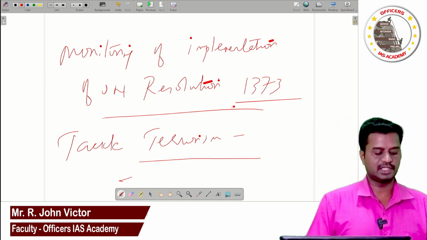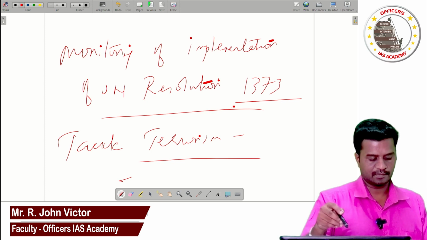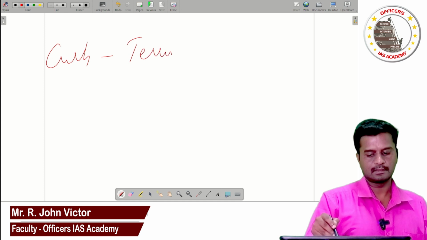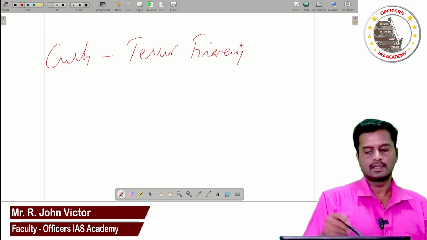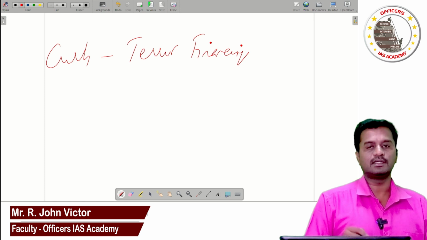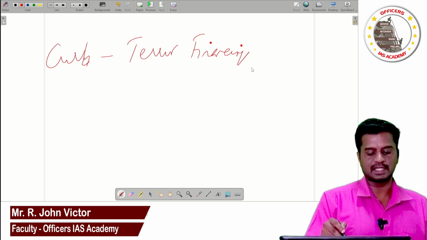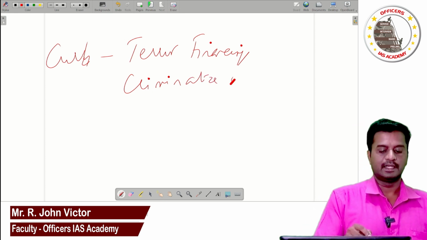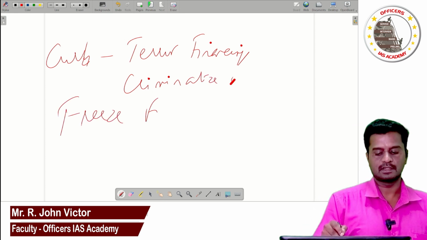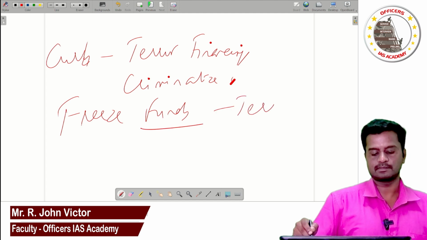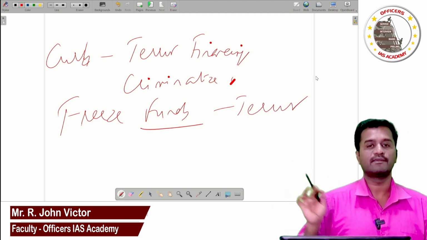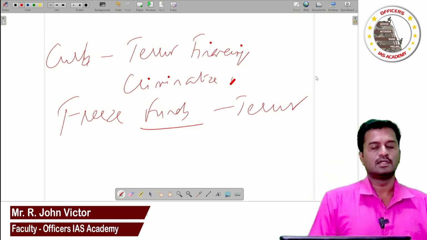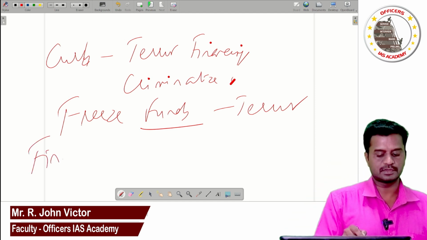The important duties of the UNSC CTC are curbing terror financing, and domestically the countries have to criminalize terror financing. Okay. Secondly, they have to freeze funds which are used for terror. You mentioned the important points. Okay. Then the CTC focuses on the financial support for terror groups.